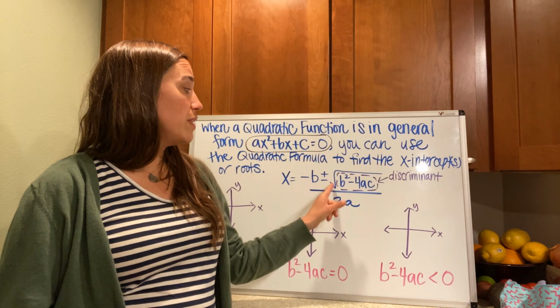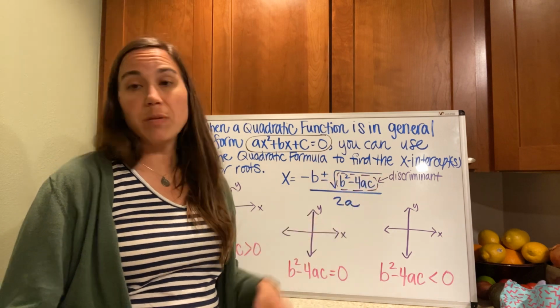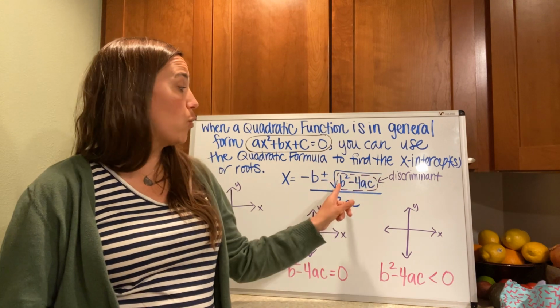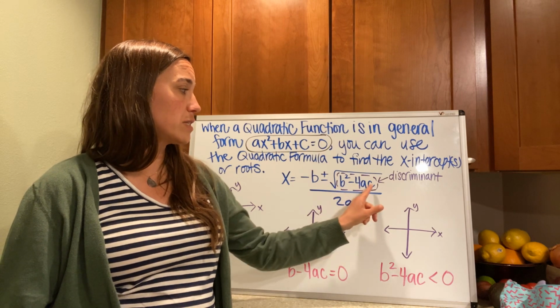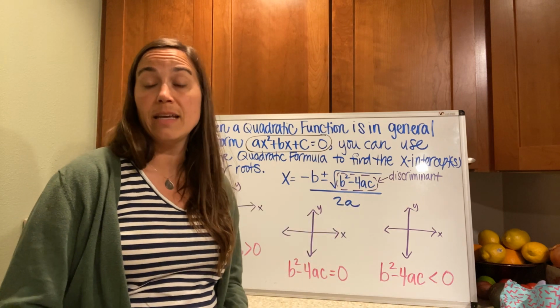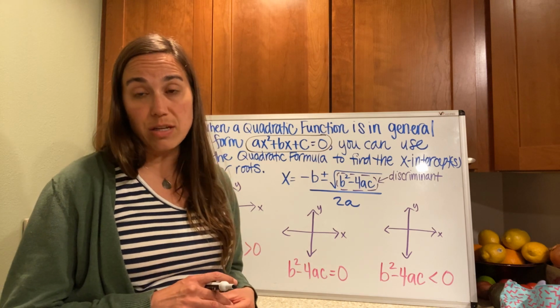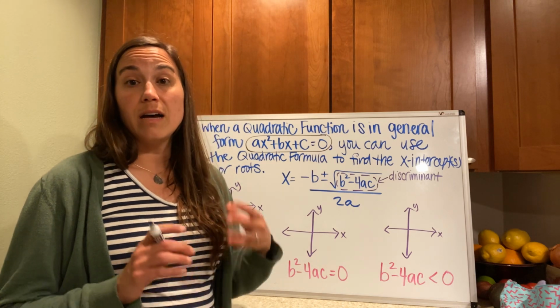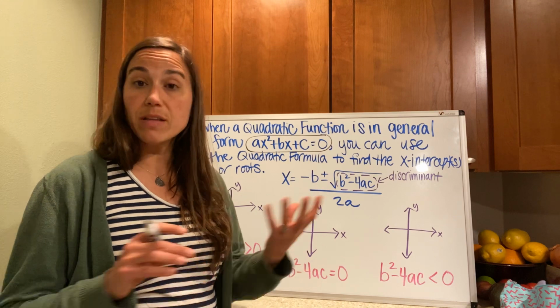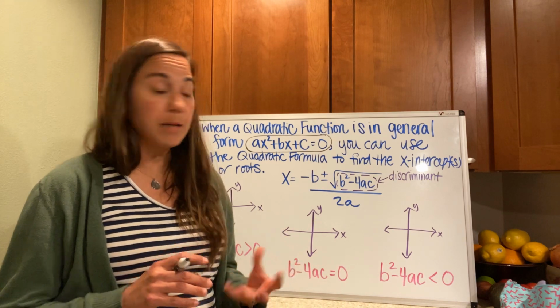Remember too that this right here is not only a square root symbol, but it's called a radical symbol. And the quantity underneath this radical symbol, we call it the discriminant, is the number that tells us how many solutions our quadratic equation is going to have. Okay, let's run through and talk a little bit about it.